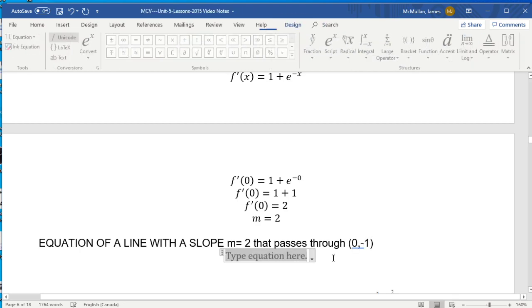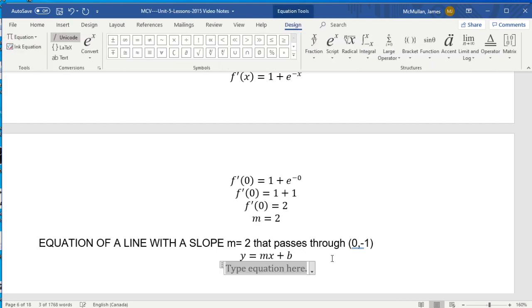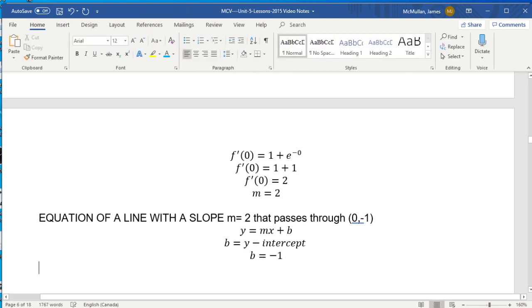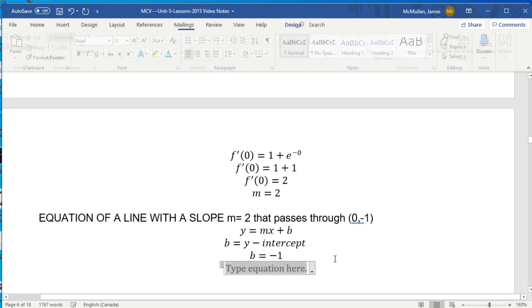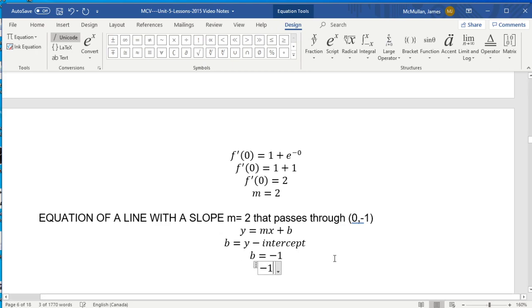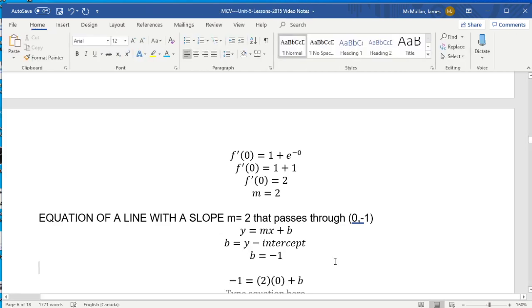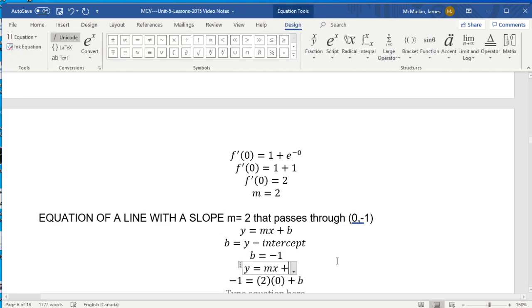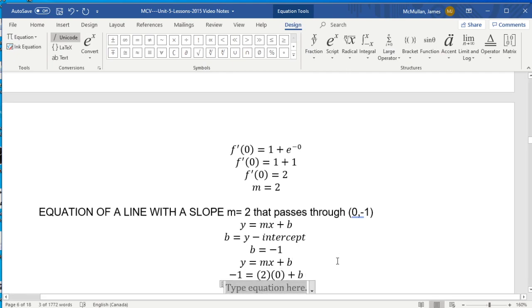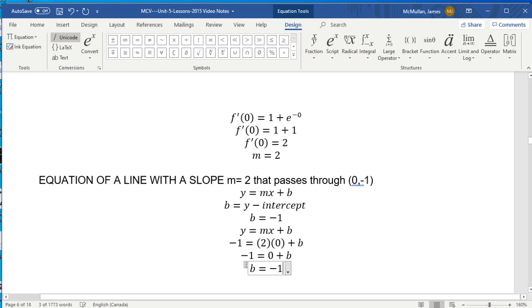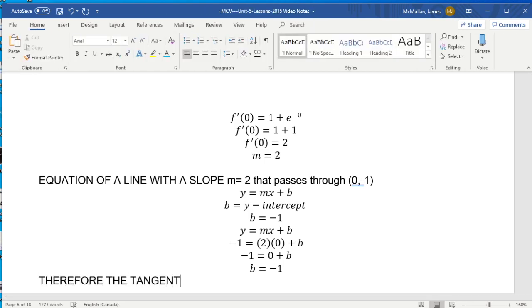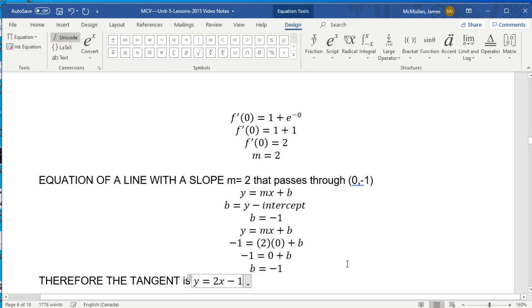Well, this is especially easy because if you remember, in y equals mx plus b, b is equal to the y-intercept. So in our case, b is equal to negative 1. You can see that it has to have that y-intercept. Let's say we didn't recognize that. We would sub in our y value. Negative 1 equals m, which is 2, times x plus b, right? So let's just write this quickly. y equals mx plus b. Then negative 1 equals 0 plus b, and therefore b is equal to negative 1. Therefore, the tangent that we're interested in is y equals 2x minus 1.